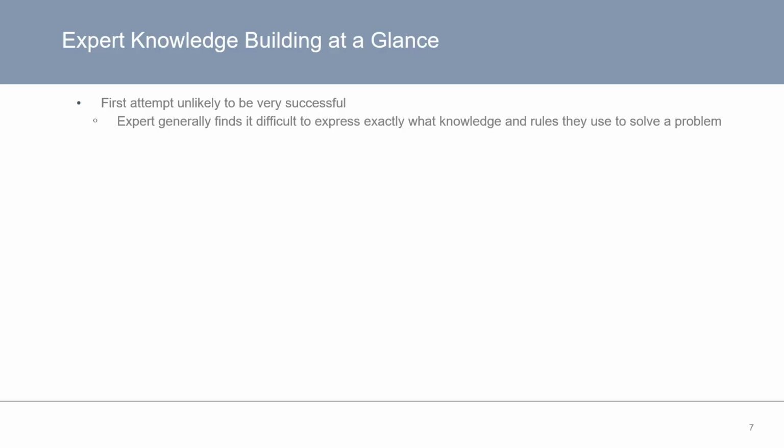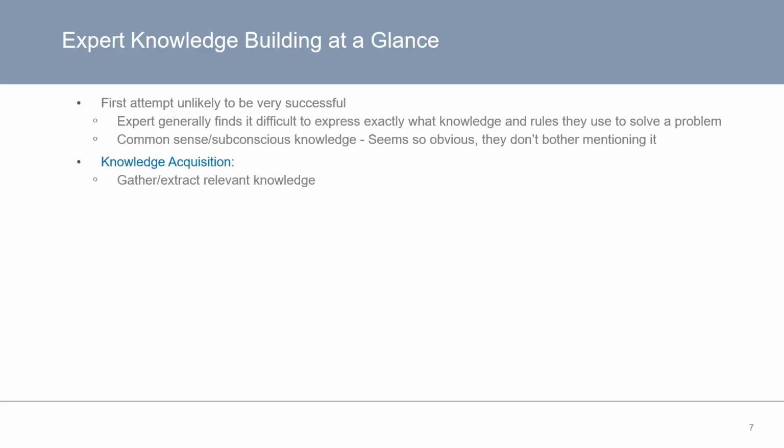Now let's take a moment to look at the process of expert system building at a glance. Notably, your first attempt is unlikely to work perfectly, as this tends to be a process involving some trial and error. This can be because an expert generally finds it difficult to express exactly what knowledge and rules they use to solve a problem. And also, a lot of knowledge may come from common sense or subconscious knowledge, which might seem obvious to the expert. Thus, they might not bother mentioning it, even though ultimately it will need to be explicitly captured in the knowledge base of the expert system.